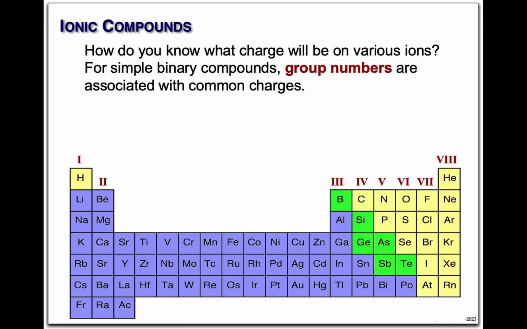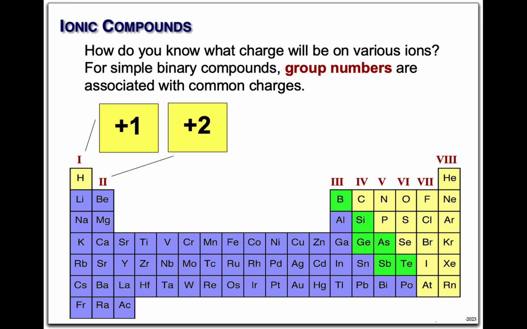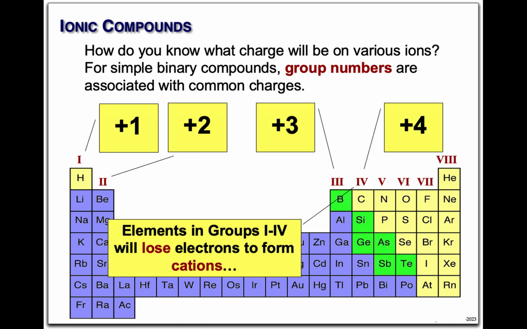How do you know what charge you have for the various ions? Once again, we're going to use our group numbers. Starting here with group 1. Things in group 1 will tend to lose an electron and become +1. Group 2 +2. Group 3 +3. Group 4 +4. Simple as it can be.